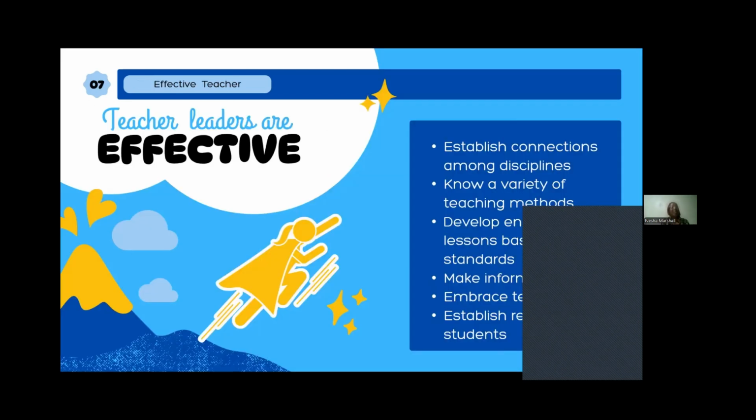Teacher leaders are effective. Are you an effective teacher? Teacher leaders establish connections amongst disciplines, and they make sure that they have an arsenal of teaching methods that they can rely on to ensure that their lessons are engaging and effective. They are very knowledgeable about the curriculum as well as the standards that they need to follow, and they make informed choices and establish relevance for their students. As we know, relevance is important for students to understand why it is important to learn the different content that we bring forth.